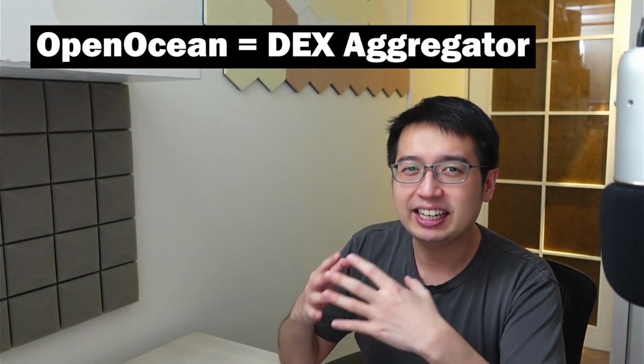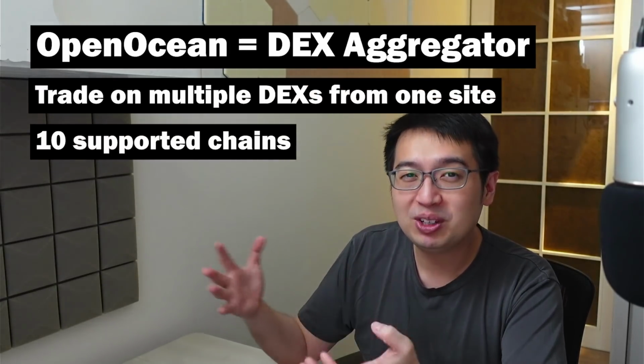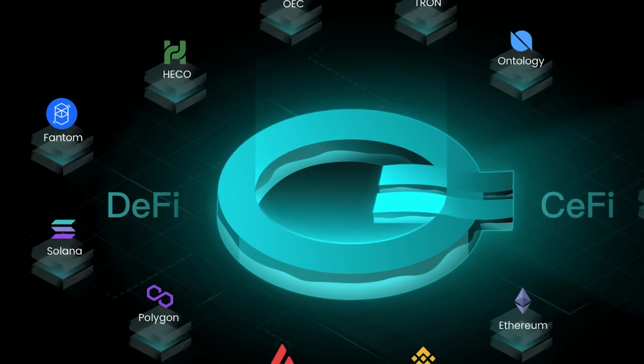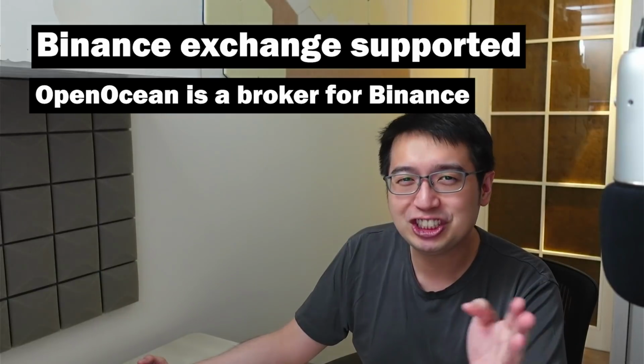It's kind of like being able to trade on multiple platforms at once among multiple blockchains. And they aggregate liquidity not only from decentralized exchanges, but also from centralized exchanges. And at the moment, that's Binance, one of the biggest exchanges out there.